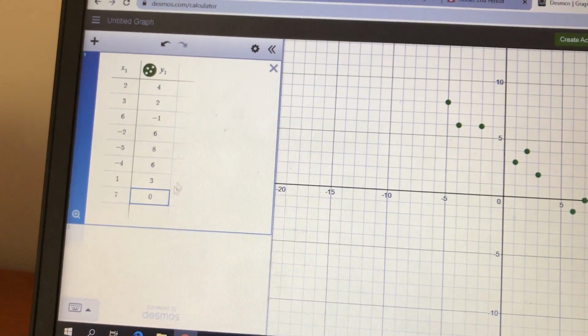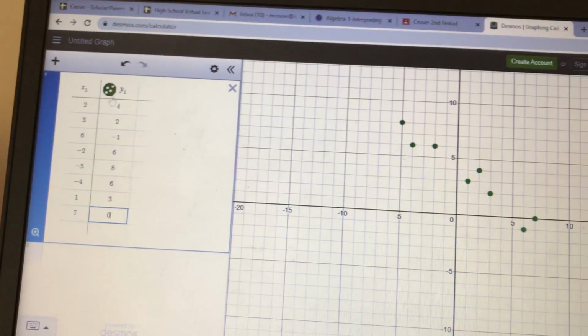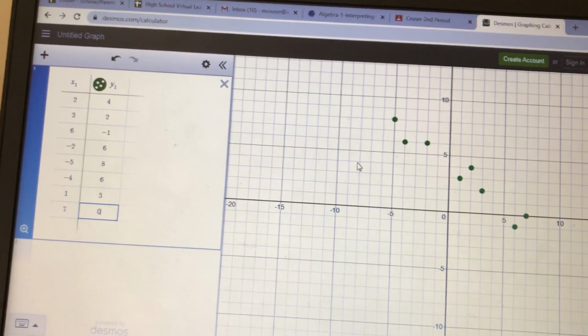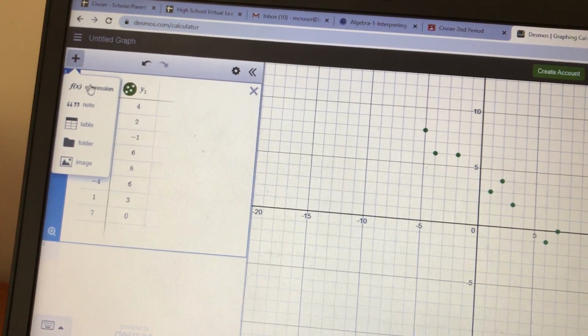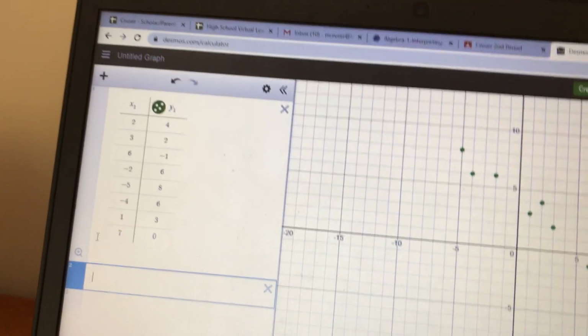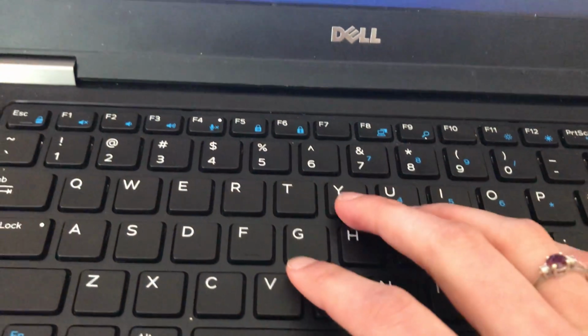So here's what we're going to do. We're going to come over here. In the first one, I've just got a chart of X and Y values, and those are what you're seeing over here. I'm going to click the plus sign, and I'm going to add an expression. We have done this before, but it's been a while. So let me show you what I'm going to type in. I'm going to type Y1.